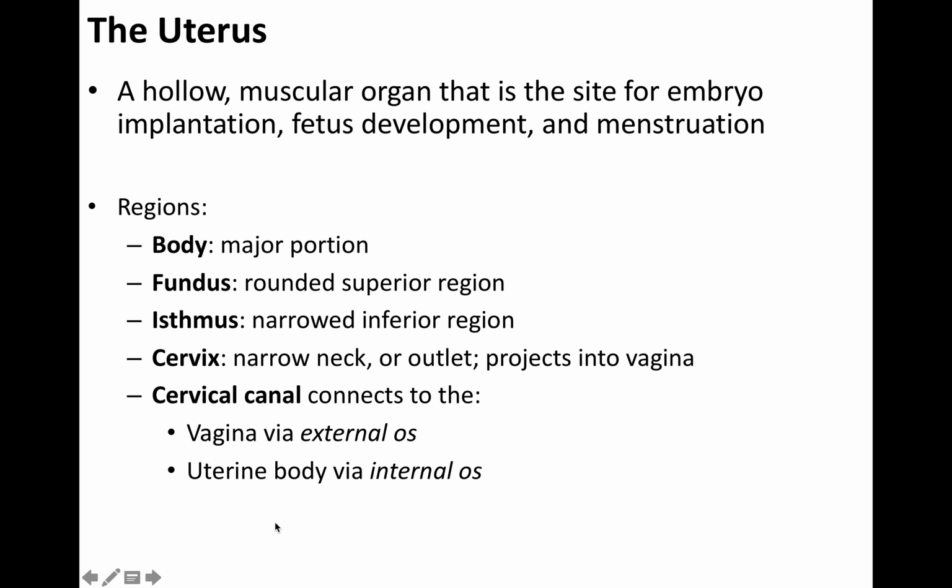The uterus itself is actually a hollow muscular organ that is going to have a couple different functions. One, implantation of the embryo, fetal development, and menstruation. Menstruation is not exactly a function. It's an effect of not having implantation of the embryo. I would not say that that is a function of the uterus. It's just a byproduct of the lack of embryo implantation.